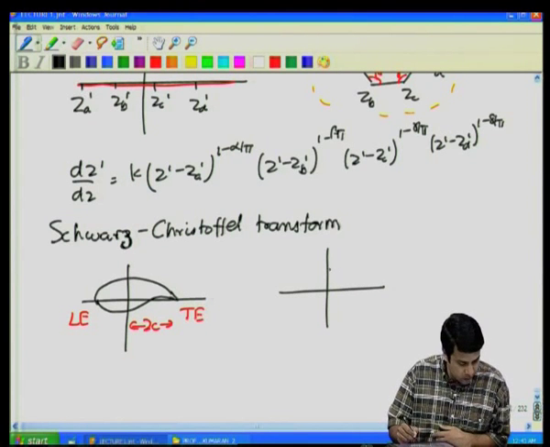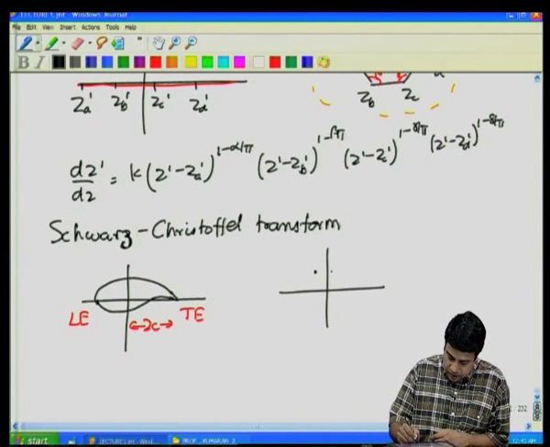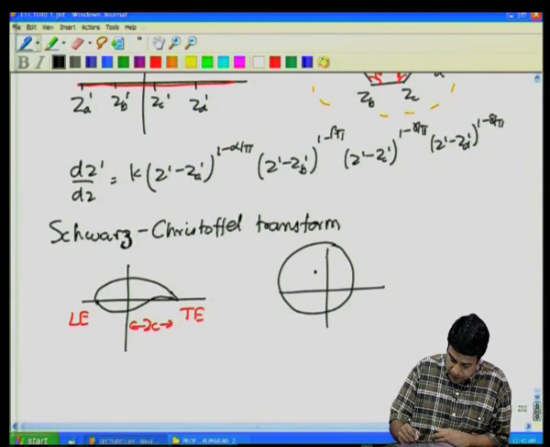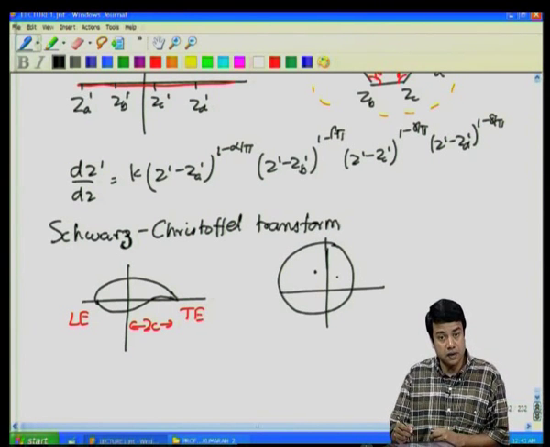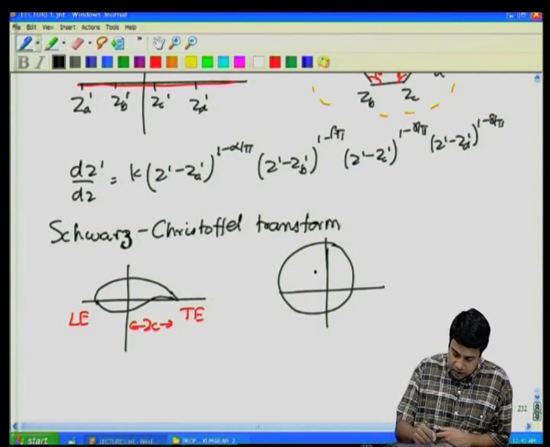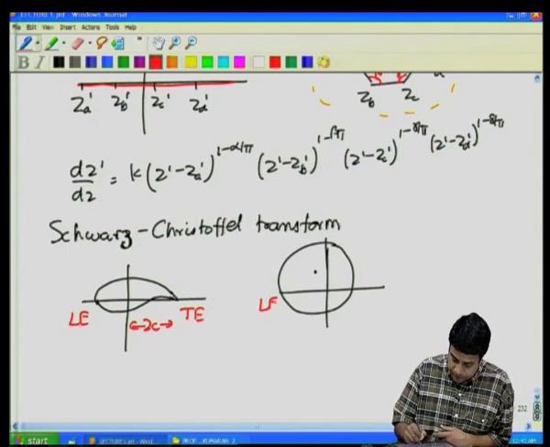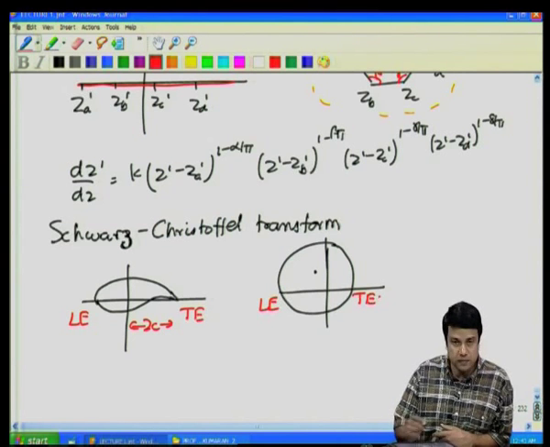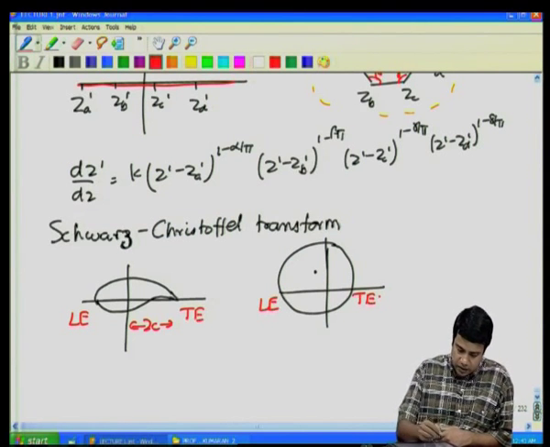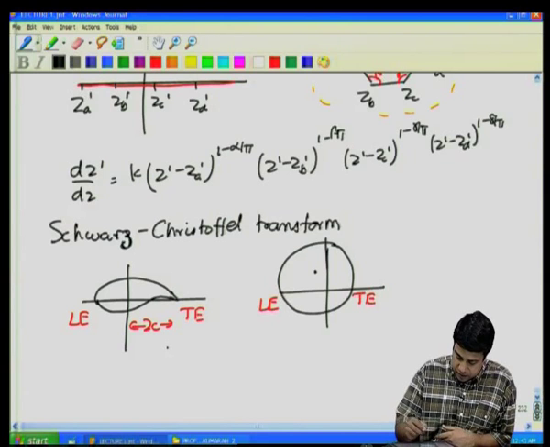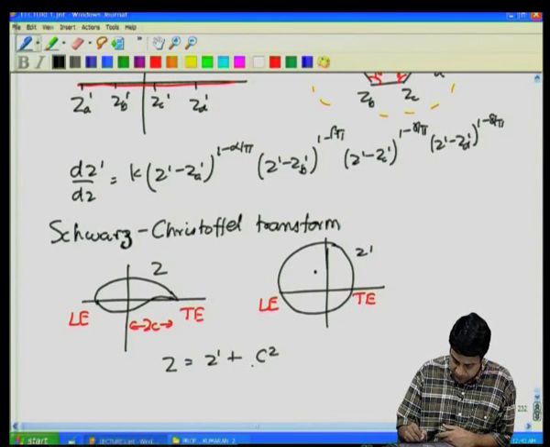whose center is off axis in the complex plane. Okay. So, I can transform it into a circle that looks something like this, whose center is not at the origin. It is off the origin in the complex plane, and the leading edge gets transformed here, the trailing edge gets transformed here. Okay. And the transformation for that, so if this is z and this is z prime, is z equals z prime plus c square by z prime.